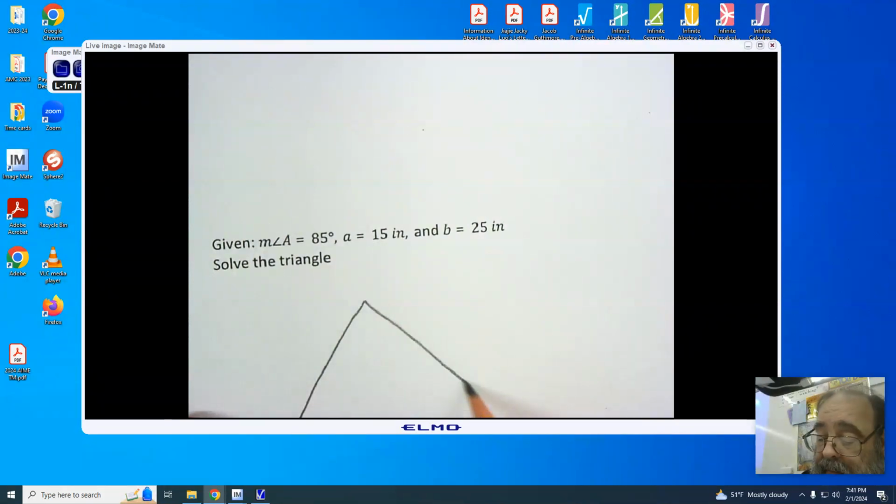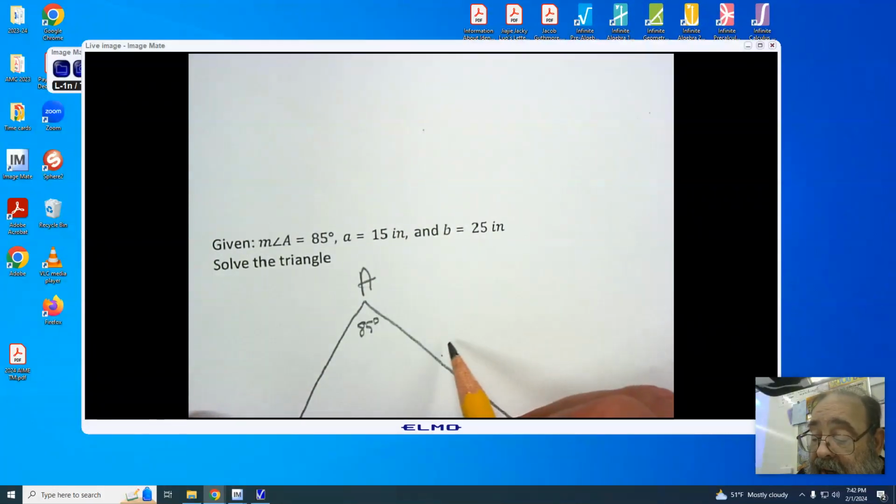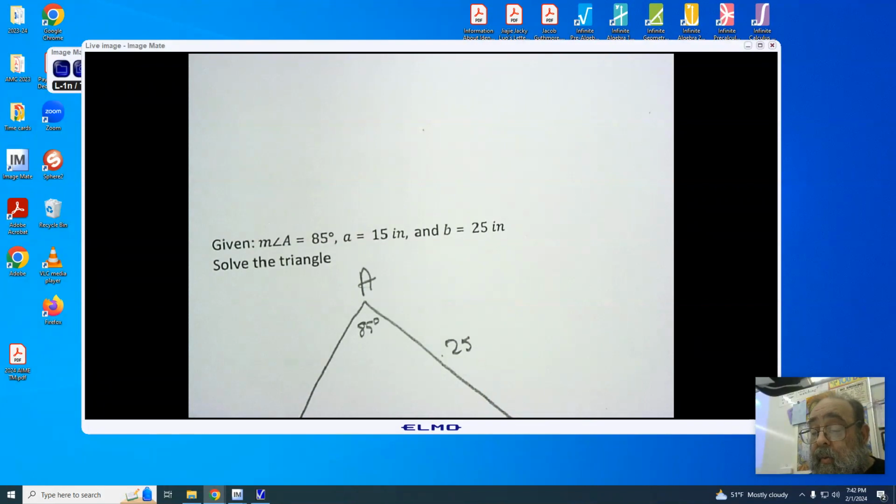I'm going to look at it. I have 85 degrees. It's fairly large, but it is still acute. And opposite side of that side, I have 15. Well, wait a minute. B over here is, let's call this A, B, and C. B is 25, and 25 is a lot larger than 15.